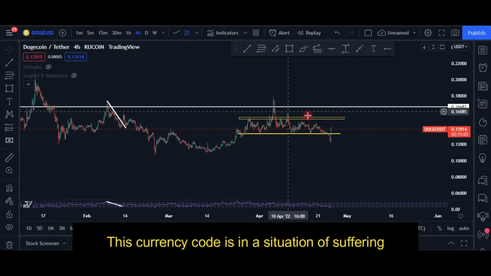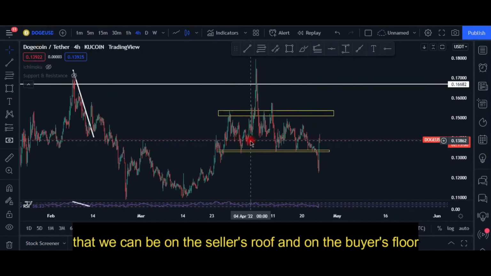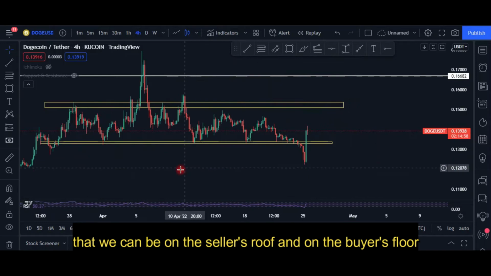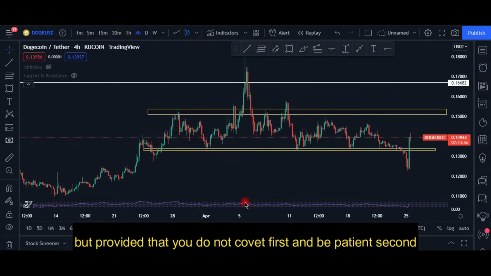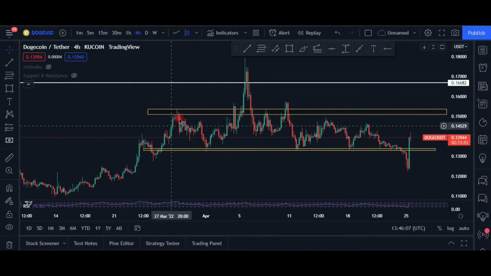This currency code is in a situation of suffering, where we can be on the seller's roof and on the buyer's floor. In these cases, we can get a lot of profit from the market, but provided that you do not rush first and be patient second.